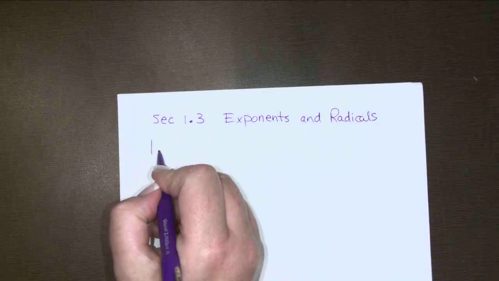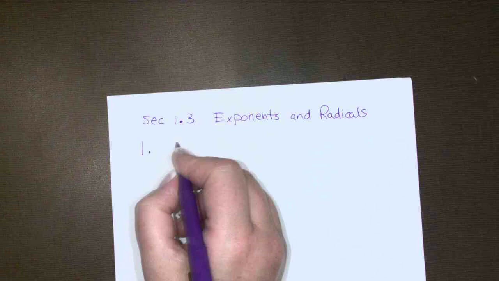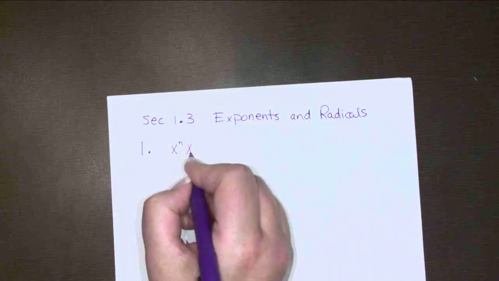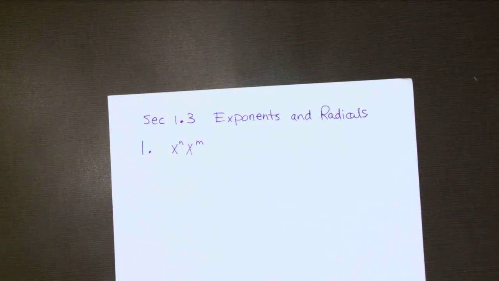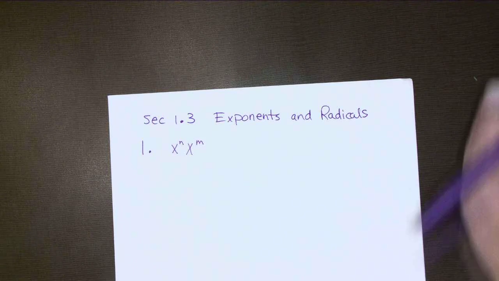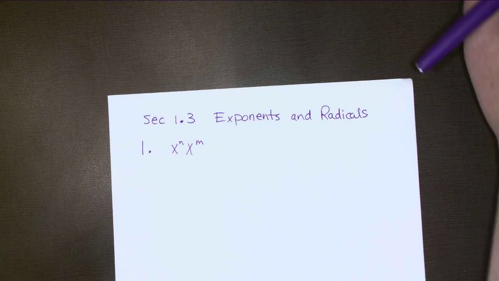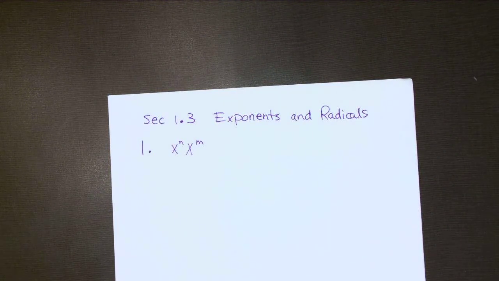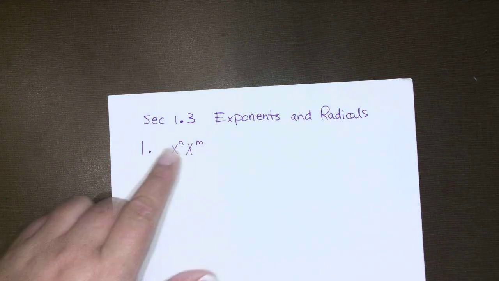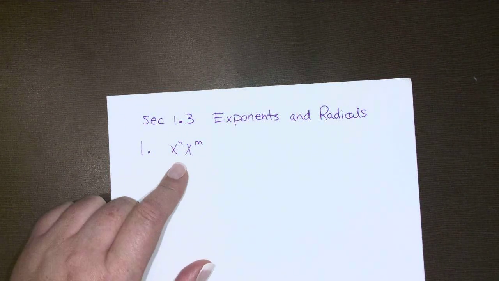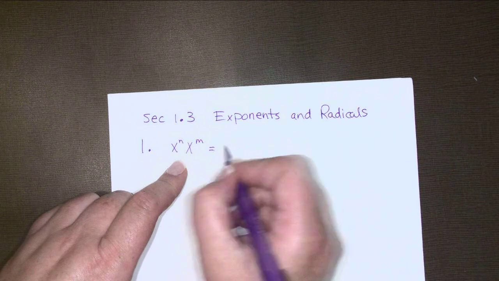So the first rule of exponents looks like this: x to the n times x to the m. What you're looking at here is that there are two bases. The base is the big number that has the exponent. So the big number is called the base. We've got two bases that are the same, and when that happens, we add the exponents.